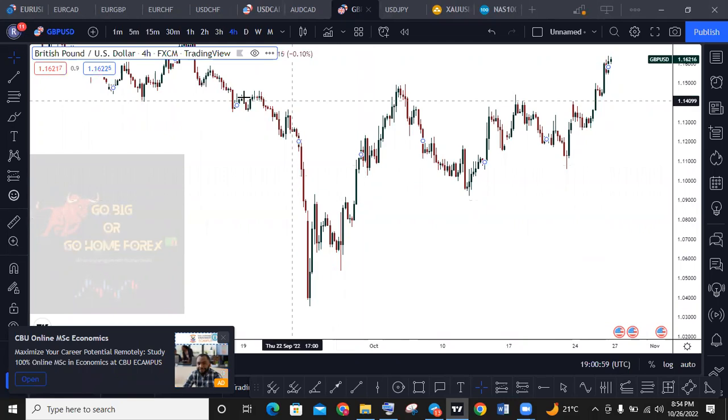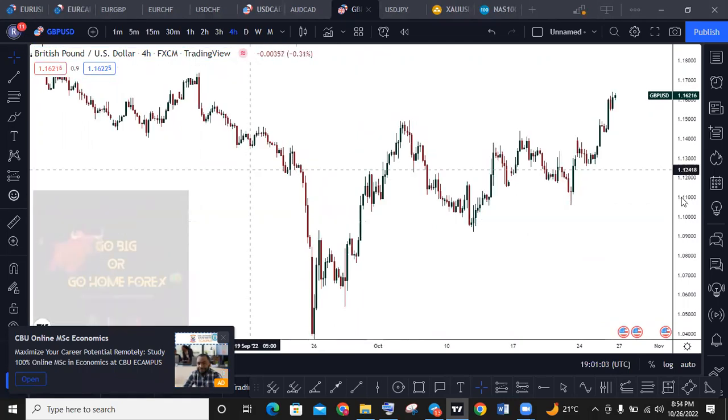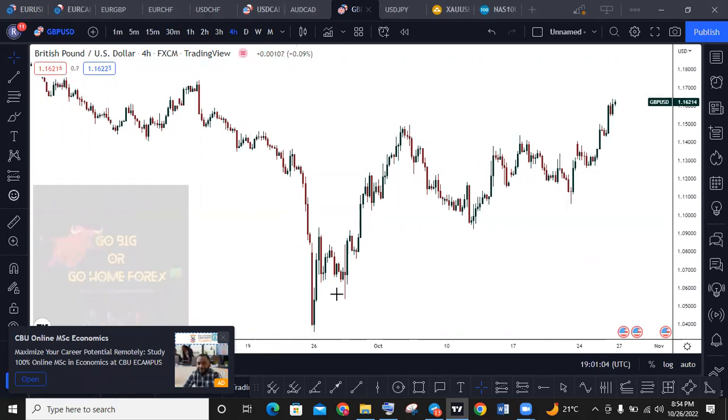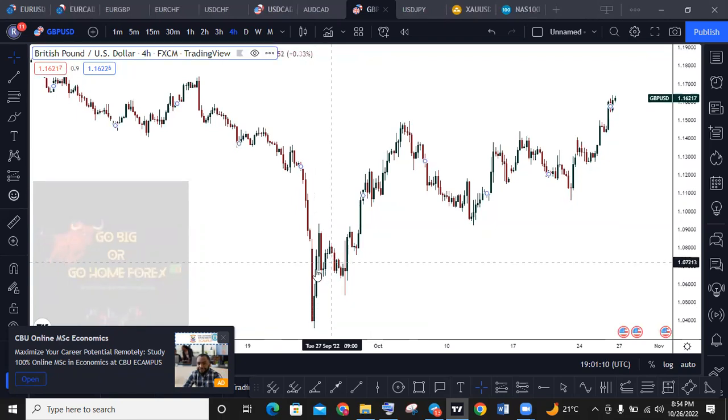So this is the Great British Pound in a 4-hour chart. If I was to ask, how did the market reverse here? Was it that it reversed by random on this low here?